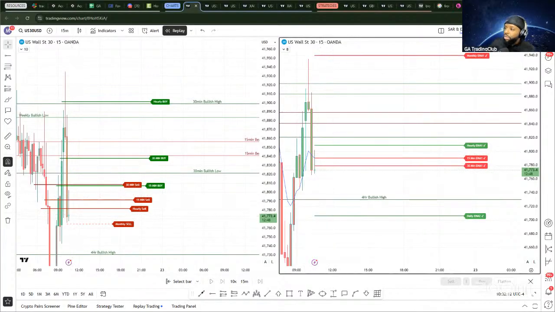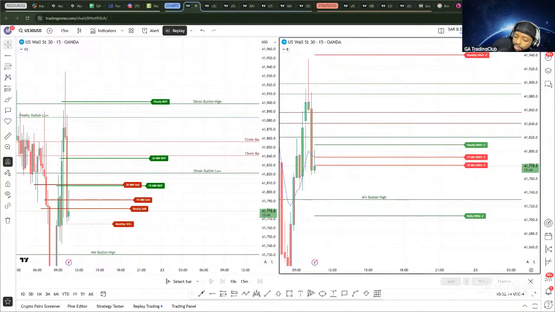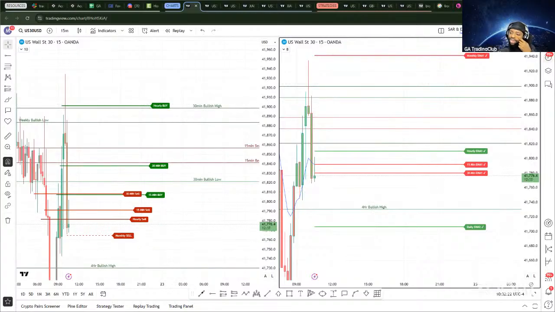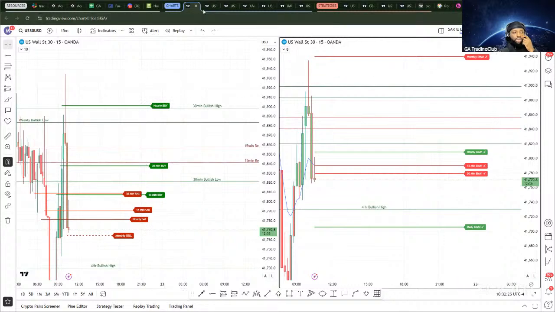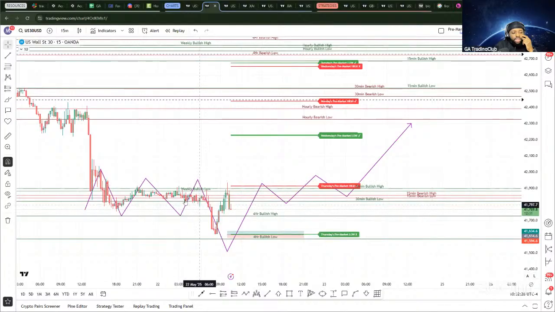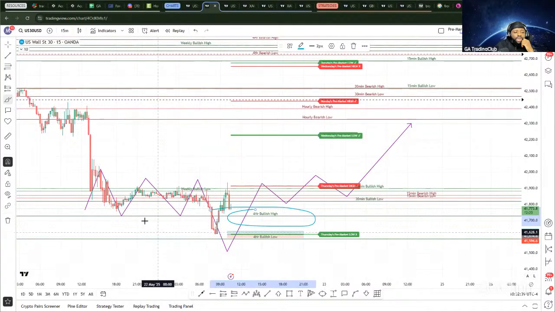It doesn't meet one of the confluences, which is when you're selling, make sure you're in a red zone. When you're buying, make sure you are in a green zone. So here you can see we are back in the range, right? Literally back in the range. If US 30 is to follow this pattern, where would you expect it to reject from? You see this 4-hour bullish high right there. That's like the bottom of the range.